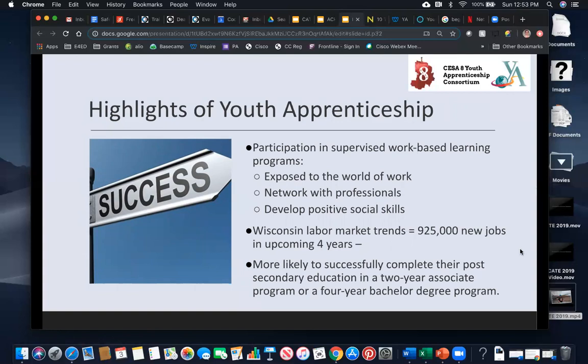Students who complete a work-based learning program and graduate from high school are more likely to successfully complete their post-secondary education in either a 2-year associate program or a 4-year bachelor's degree program. And many youth apprenticeships also lead to enrollment in adult apprenticeship programs like the registered apprenticeship program through our technical colleges, trade schools, or certification programs.